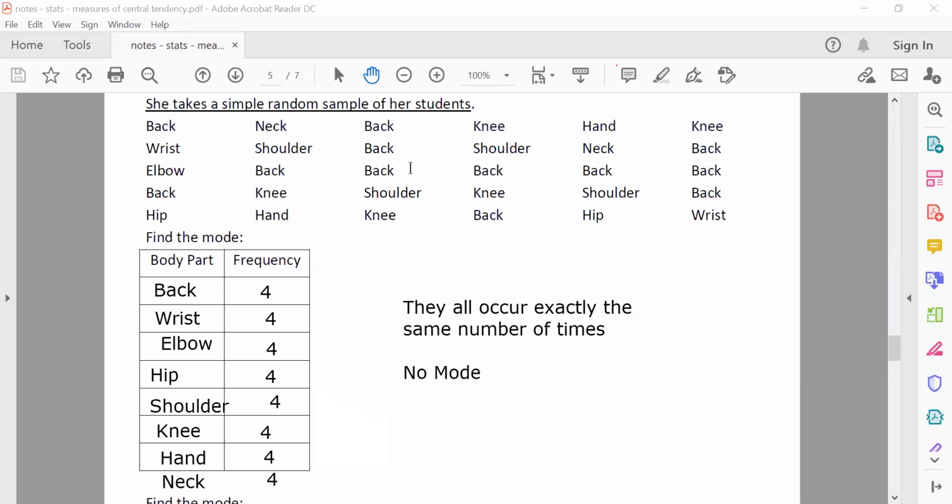You are thinking like a statistician. Yeah, what if we played with it some more and said, okay, everything was 4 except the neck only had 1 injury. Now we do have leaders. The mode would be all these things. They're all tied for the lead, but there's something that straddles behind. So now the mode is back, wrist, elbow, hip, shoulder, knee, hand. They've all got an equal claim to the mode. One of them is not more prevalent than the others. Great question.